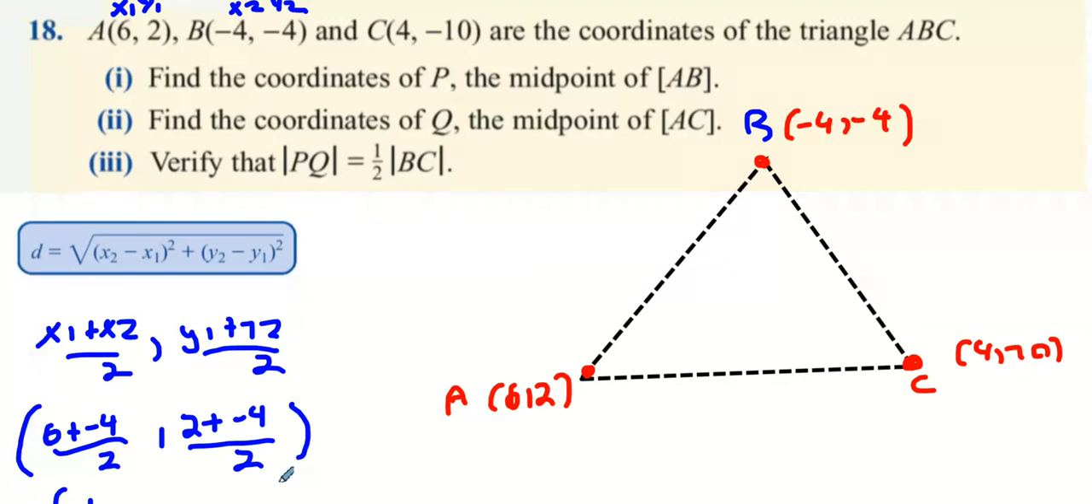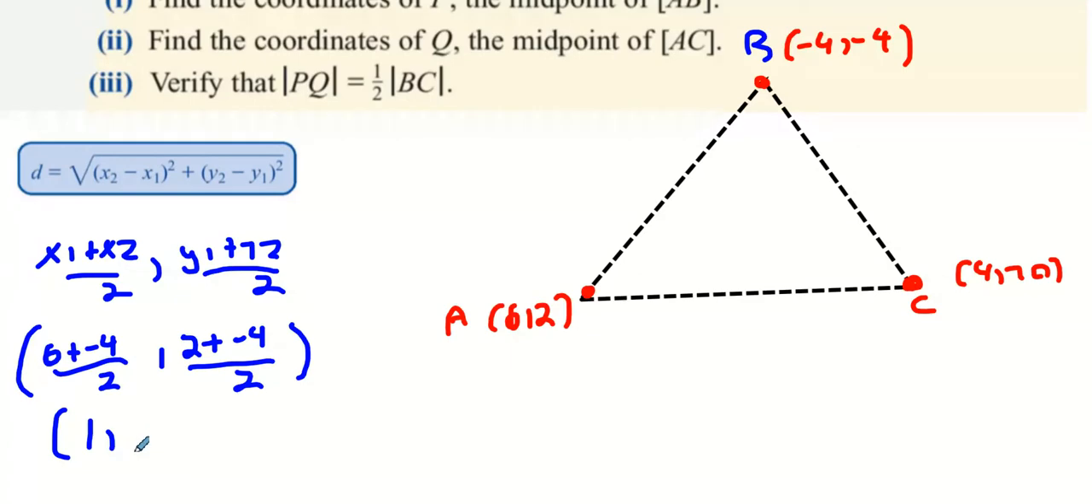Did anybody get 1, minus 1? Okay, what I'm essentially telling you guys is that this point P is 1, minus 1. Everybody cool with that? That is the midpoint of A to B. Any questions?